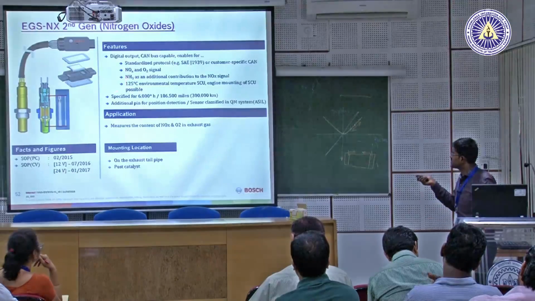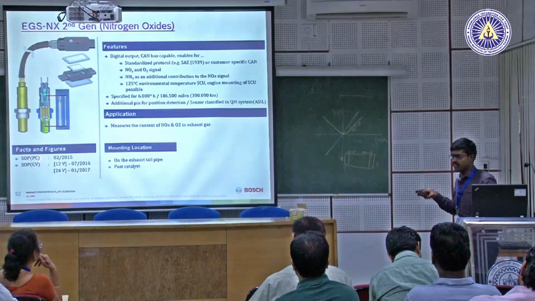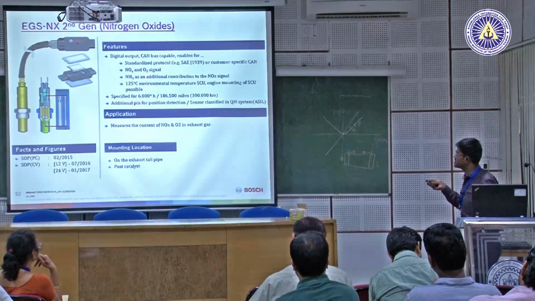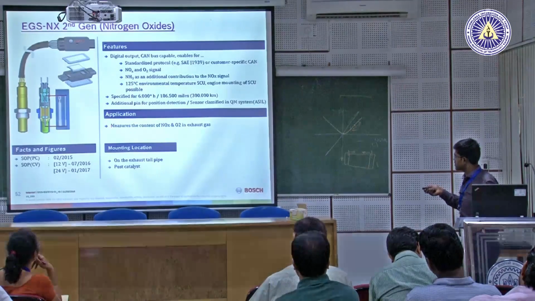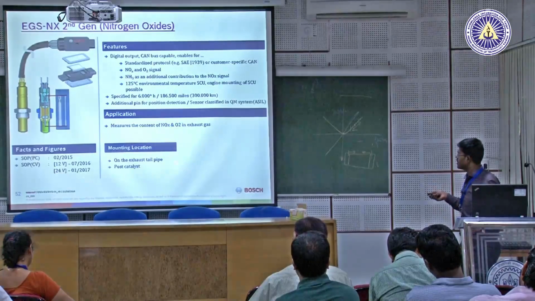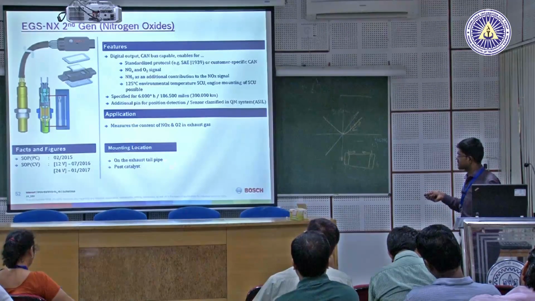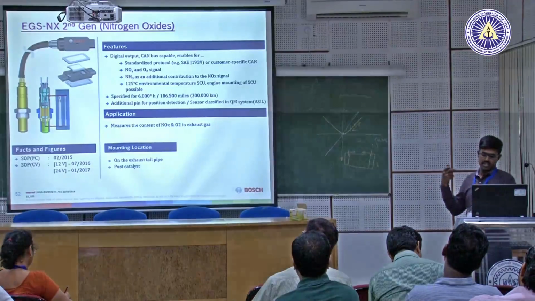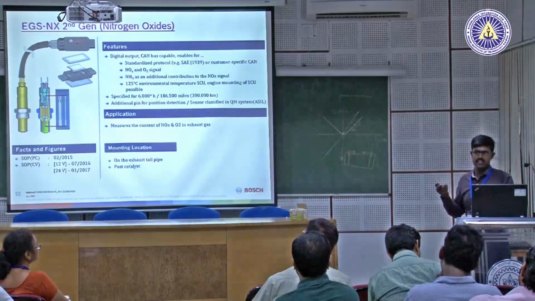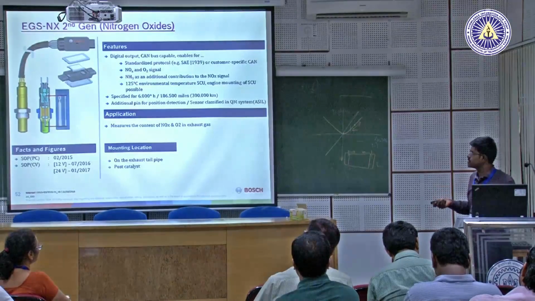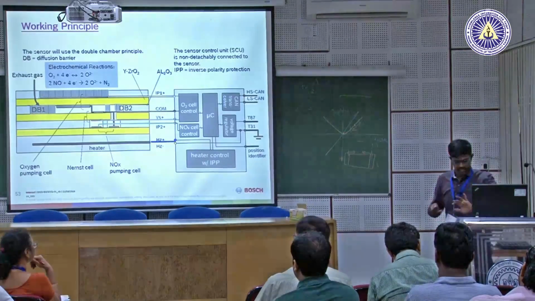So, you have to detect the level of NOx from the exhaust. That is why this NOx sensor is used. It measures the content of NOx and O2 in the exhaust gas again, and it is applied on the exhaust tailpipe, after the catalyst, meaning downstream, or in our automotive language, post the catalyst. Okay.